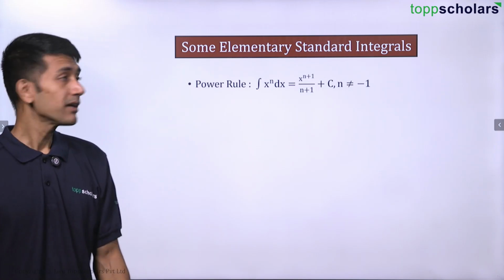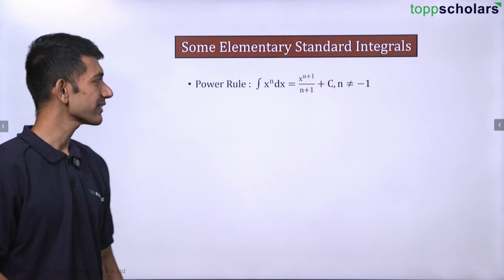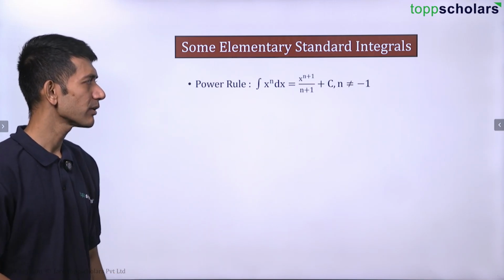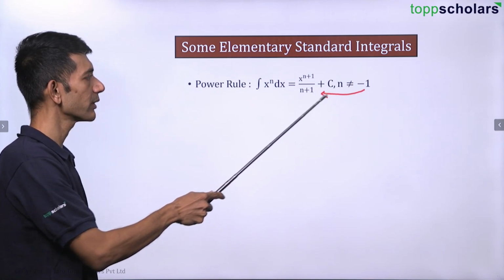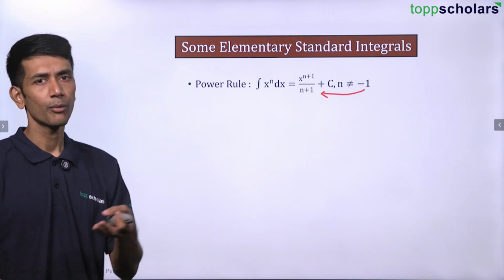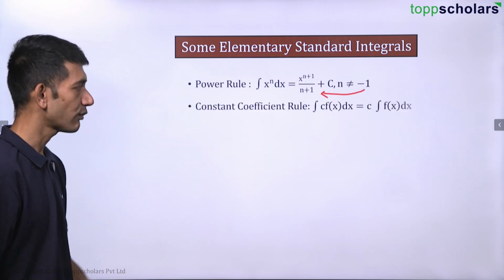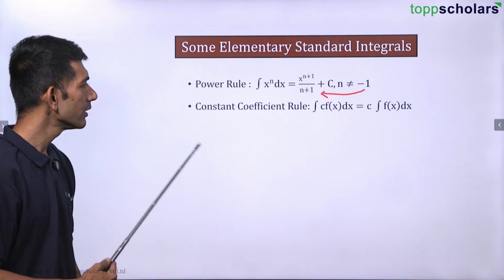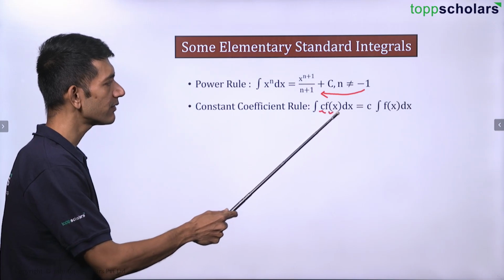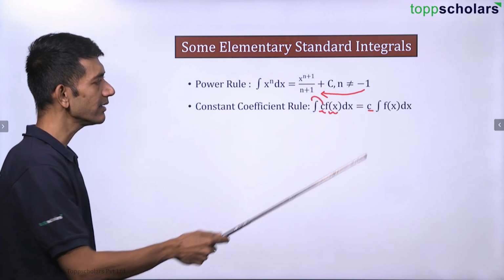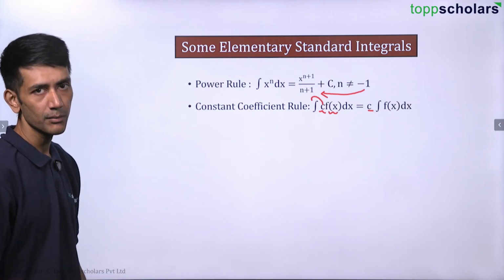Now comes the actual part which we are going to study, and we are going to use that in the problems as well. So integration of x raised to n dx is nothing but x raised to n plus 1 by n plus 1, where n is not equal to minus 1, because if n is equal to minus 1, then definitely the denominator will become 0, and then we are not going to get the actual value, right? So for that we have a different formula. The constant coefficient rule: if you have a constant multiplied by a function, you take the constant outside and then take the integration of the function with respect to the variable.